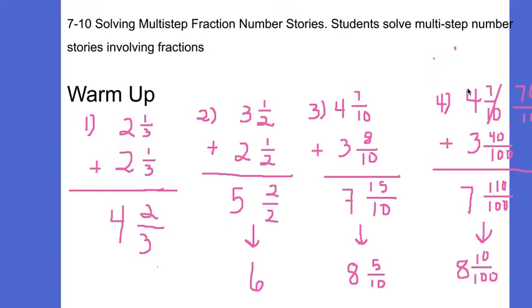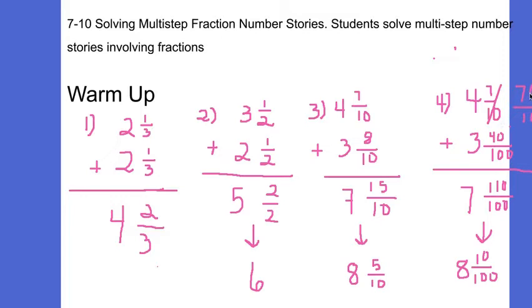Number 4, you originally had 4 and 7/10 plus 3 and 40/100. What I did here was I crossed this out because I wanted to have another equivalent fraction that had 100 as a denominator, because this has 100 as a denominator down here, 40/100. So they have to have the same denominator. So if I multiply 7 times 10, I get 70. And if I multiply 10 times 10, I get 100. So 70/100 is the same as 7/10.